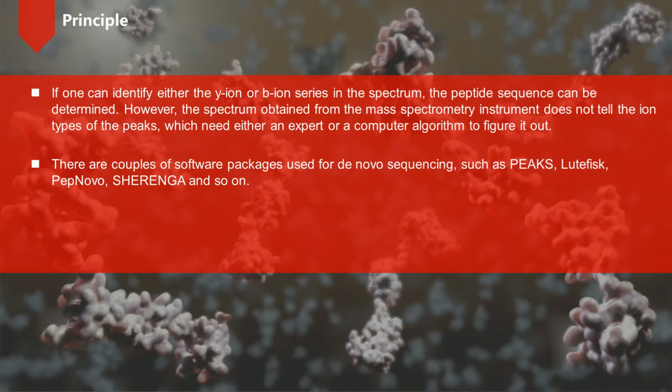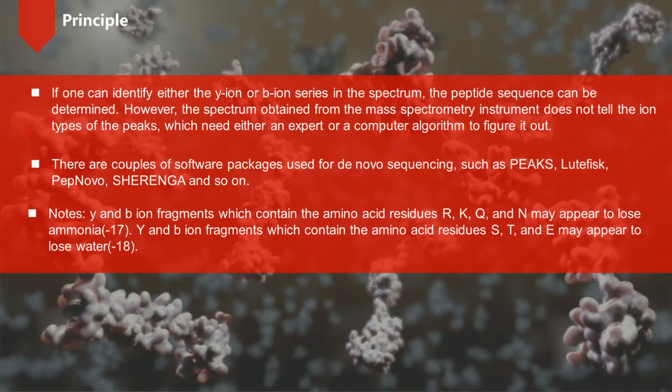But there are some notes you have to mind. Y and B ion fragments which contain the amino acid residues arginine, lysine, glutamine, and asparagine may appear to lose ammonia. Y and B ion fragments which contain the amino acid residues serine, threonine, and glutamic acid may appear to lose water.